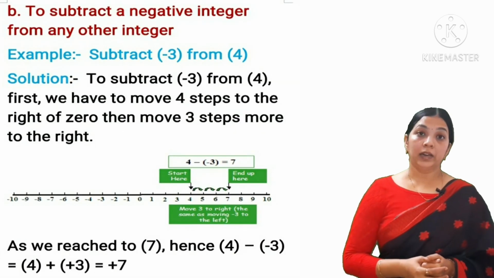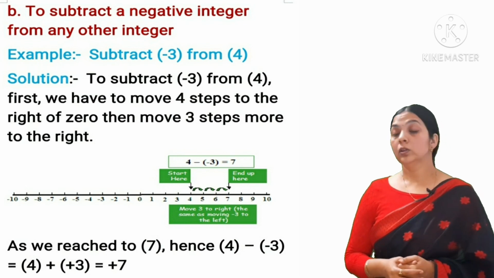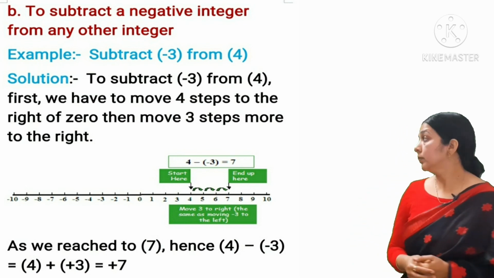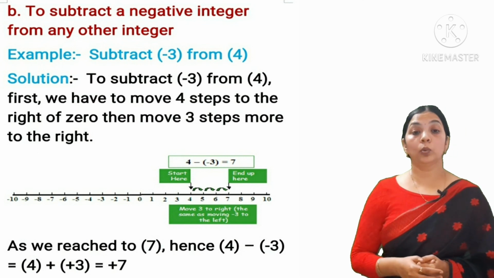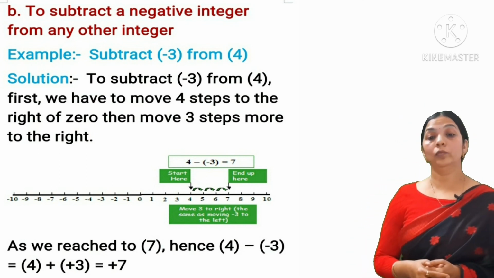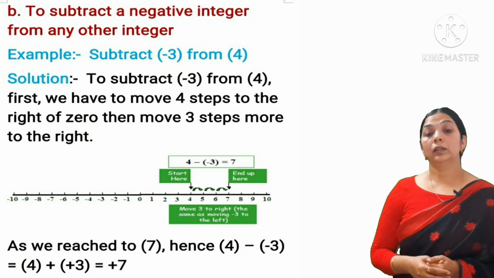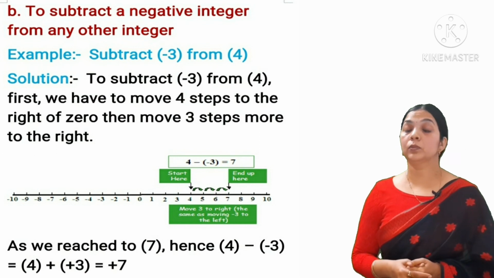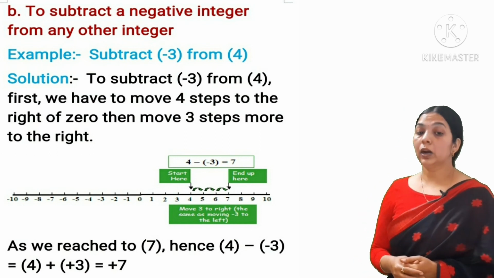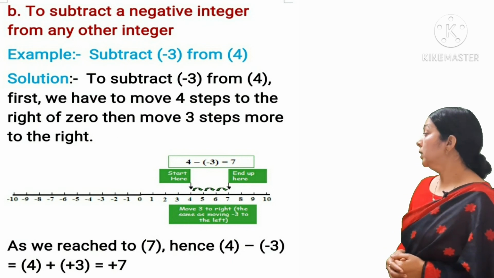To subtract a negative integer from any other integer, we have to subtract one negative integer from any other integer. To subtract minus 3 from 4, we have to move 4 steps to the right of the 0. Then we move 3 steps more to the right. So the answer would be 4 minus minus 3, that is 4 plus 3. It would be plus 7.